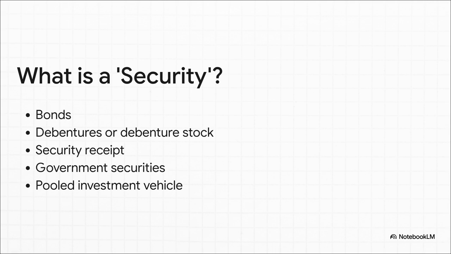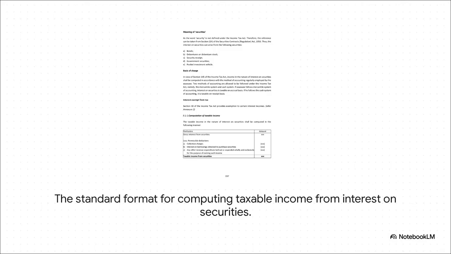But it also includes things like security receipts and units of a pooled investment vehicle, which you probably know better as a mutual fund or an alternative investment fund. When it comes to calculating the taxable income from these securities, there's a very clear, logical process to follow. This slide gives you the basic formula, kind of like a bird's-eye view of the whole calculation.